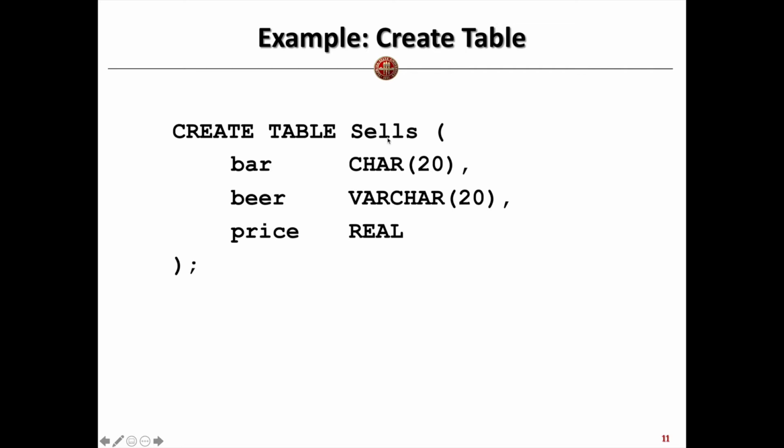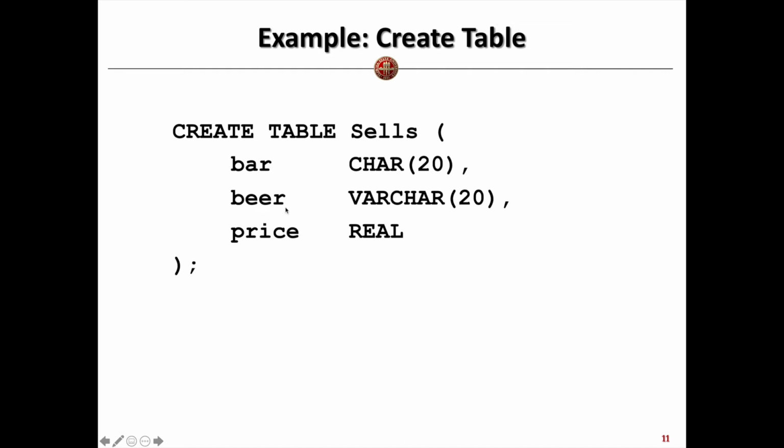Sales is a table name or a relation name, right? We have parentheses. Inside it, we have three different attributes. The first one is the bar. It denotes a bar ID or bar name. It is char 20. I know in the real world, the bar name can be real or char, right? However, here we assume that all the bar names are of fixed length. Its max length is 20. And then they may sell some beers.